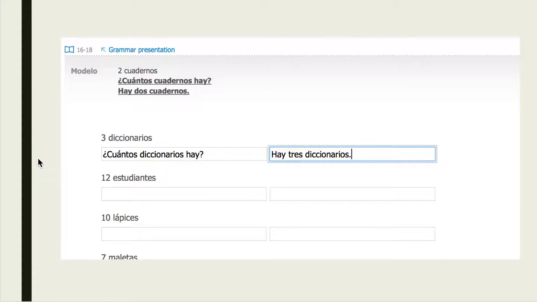So for the homework for this section, it's pretty straightforward. You'll be presented with a number and then a noun. Then you have to use that and put it in a question form and then in an answer form using the verb haber. So in this example, 3 dictionaries, tres diccionarios, we would put ¿Cuántos diccionarios hay? ¿Cuántos? Because diccionarios is a masculine noun. And then for the answer, hay 3 diccionarios. There are 3 dictionaries.